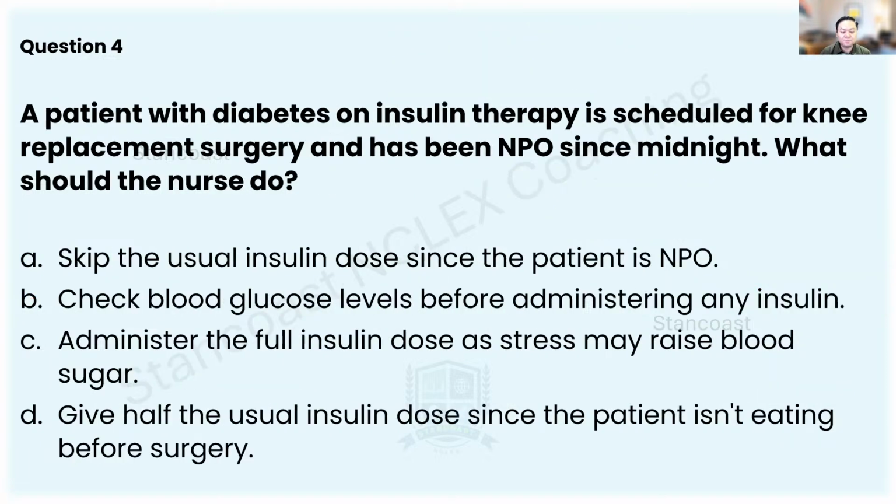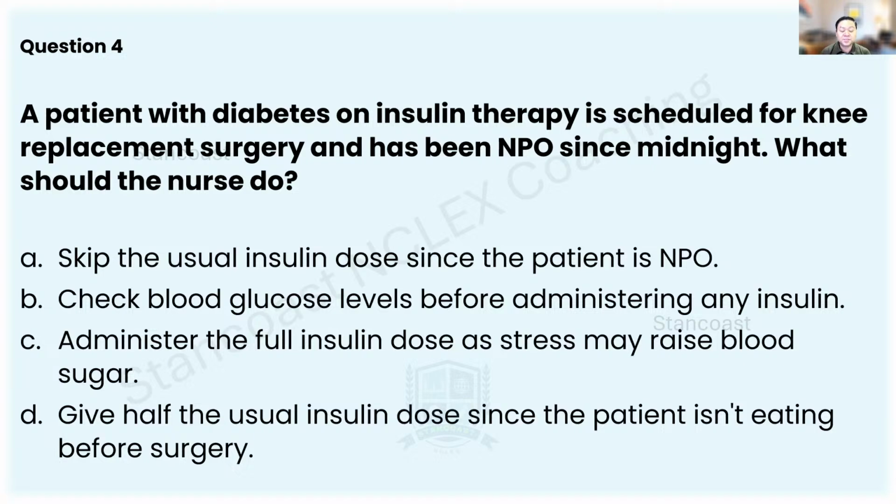Let's have number 4. A patient with diabetes on insulin therapy is scheduled for knee replacement surgery and has been NPO since midnight. What should the nurse do? Is it A, skip the usual insulin dose since the patient is NPO? Or B, check blood glucose levels before administering any insulin? Or C, administer the full insulin dose as stress may raise blood sugar? Or D, give half the usual insulin dose since the patient isn't eating before surgery.